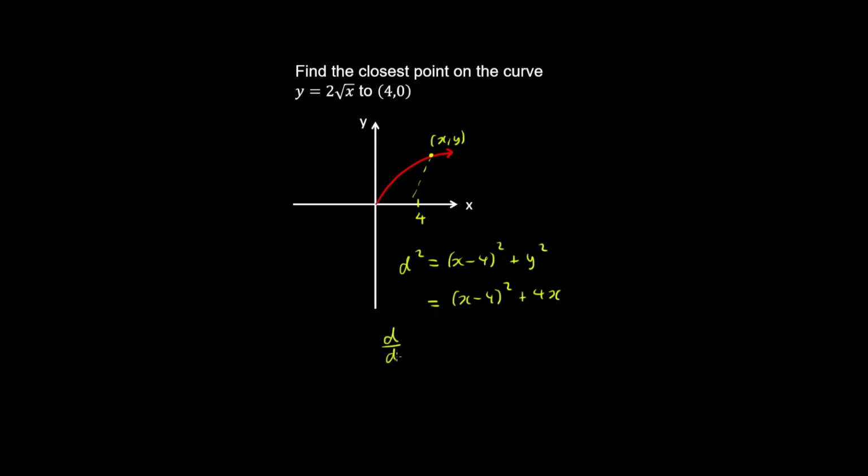Now we can differentiate this with respect to x. That would be 2 times (x minus 4) plus 4, or 2x minus 8 plus 4, which is 2x minus 4. Therefore setting this derivative to 0, we get x equal to 2. Then substituting for x equals 2, we get y is 2 root 2. So the closest point is somewhere here on that curve.